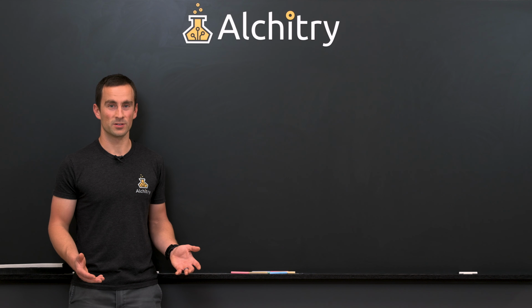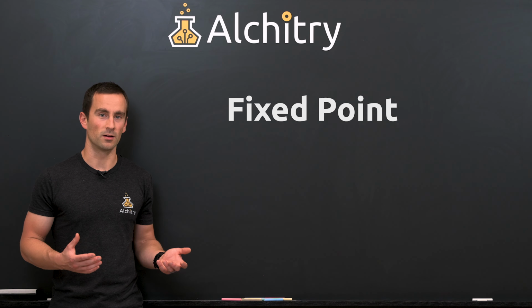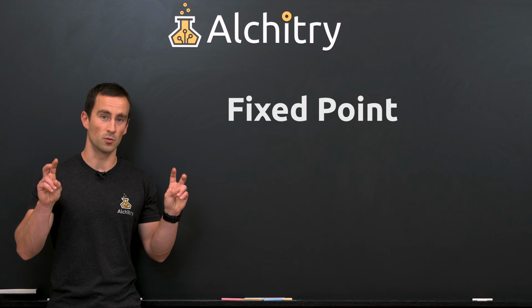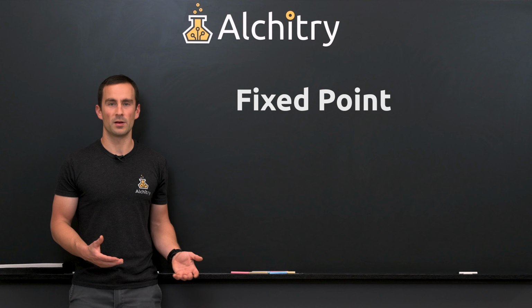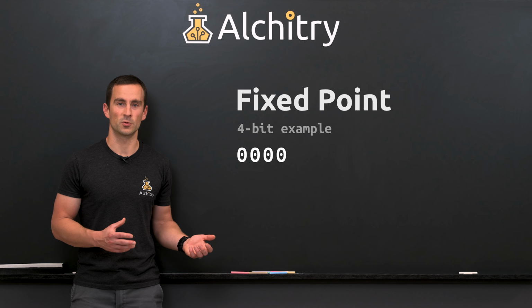All right, so now we can represent positive and negative numbers, but so far we've only been able to represent integers. The easiest way to represent fractional numbers is to use fixed point notation. With fixed point, we don't actually change how we represent signed and unsigned values. We actually just implicitly move the decimal point. For example, let's say we want to be able to represent values like 1/4 or 3/4. Let's assume that we have 4 bits to work with again.